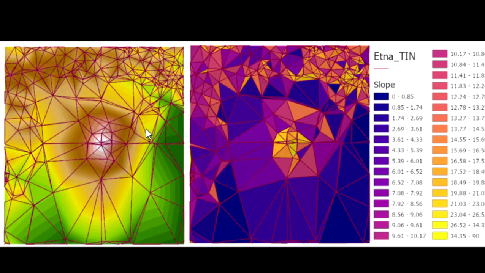What I did over here on the left is we have our TIN model, and over here on the right is each of those faces, it shows the slope. And so places that have the most severe slope are shown in yellow, or the steepest slope, let's say, and then the flatter areas are shown in blues and purples. And we can see very clearly that once you get close to the top of Mount Etna, the slope increases considerably. So let's zoom into this particular area.